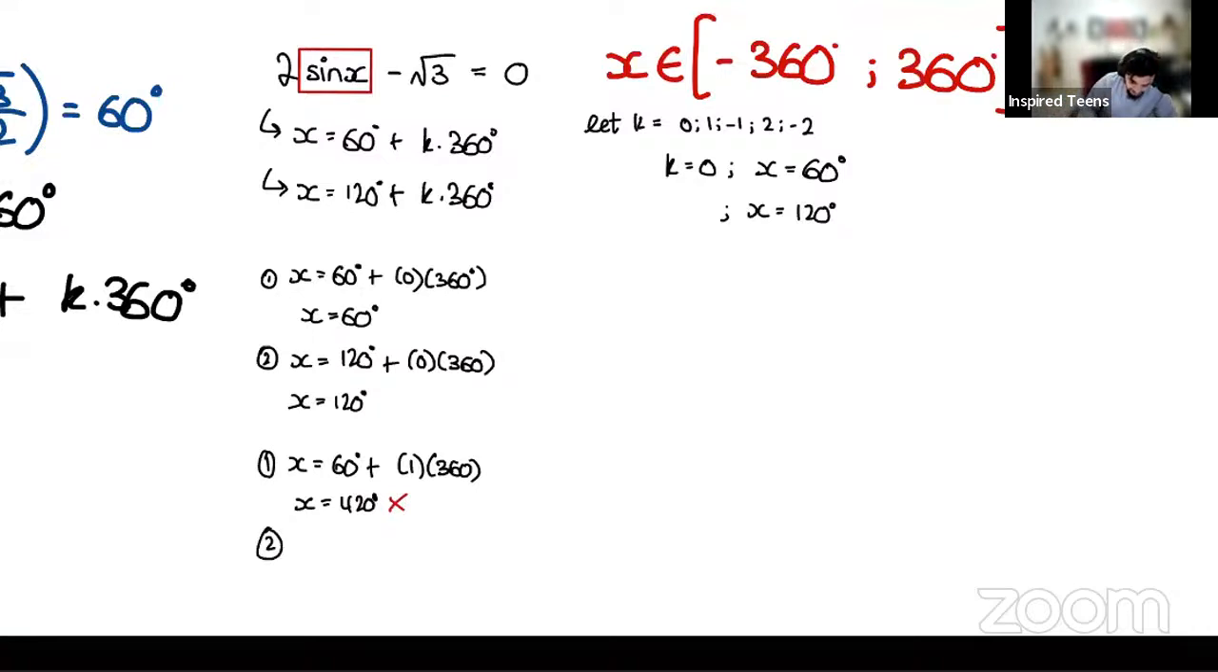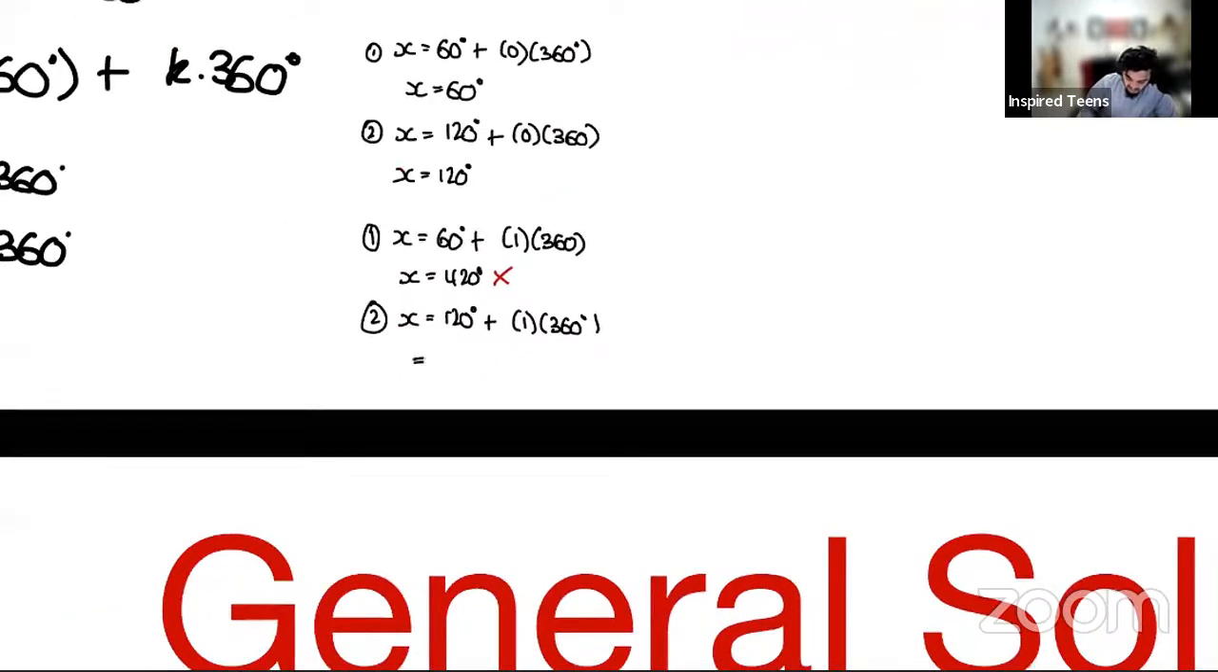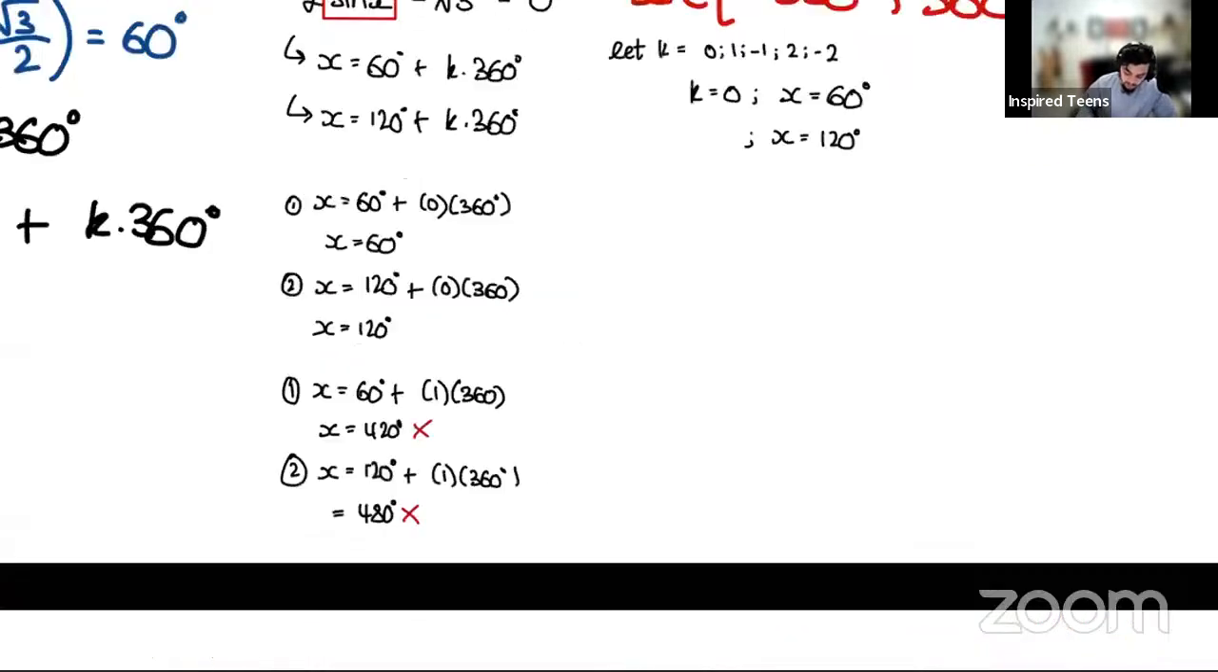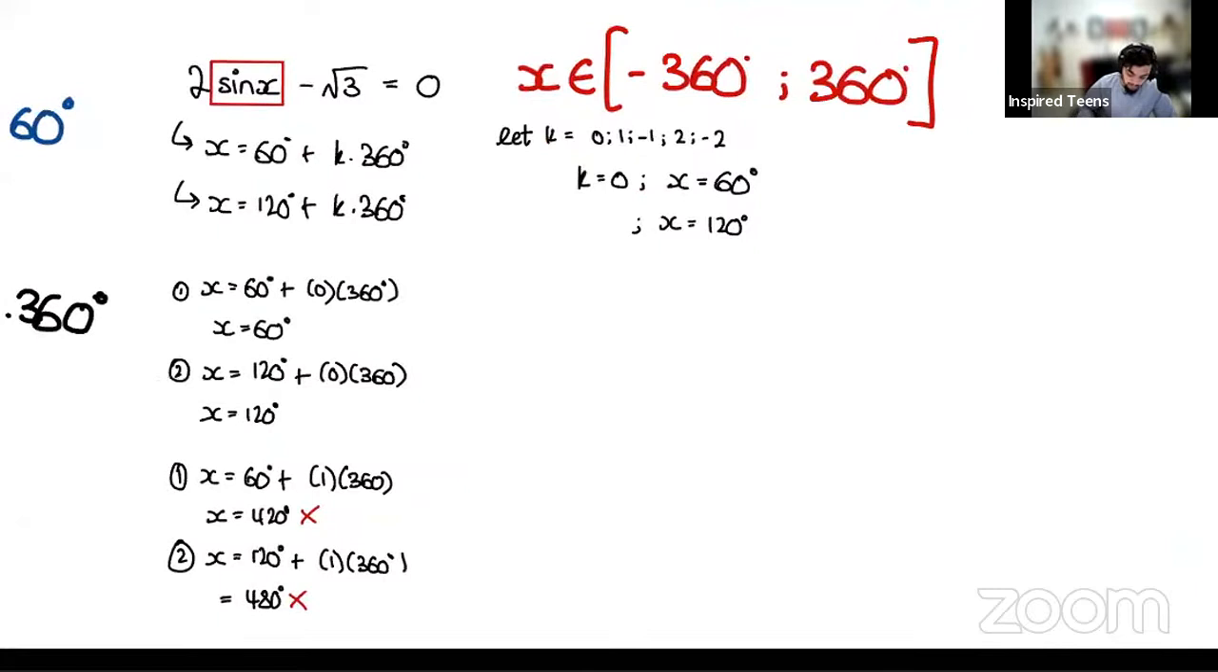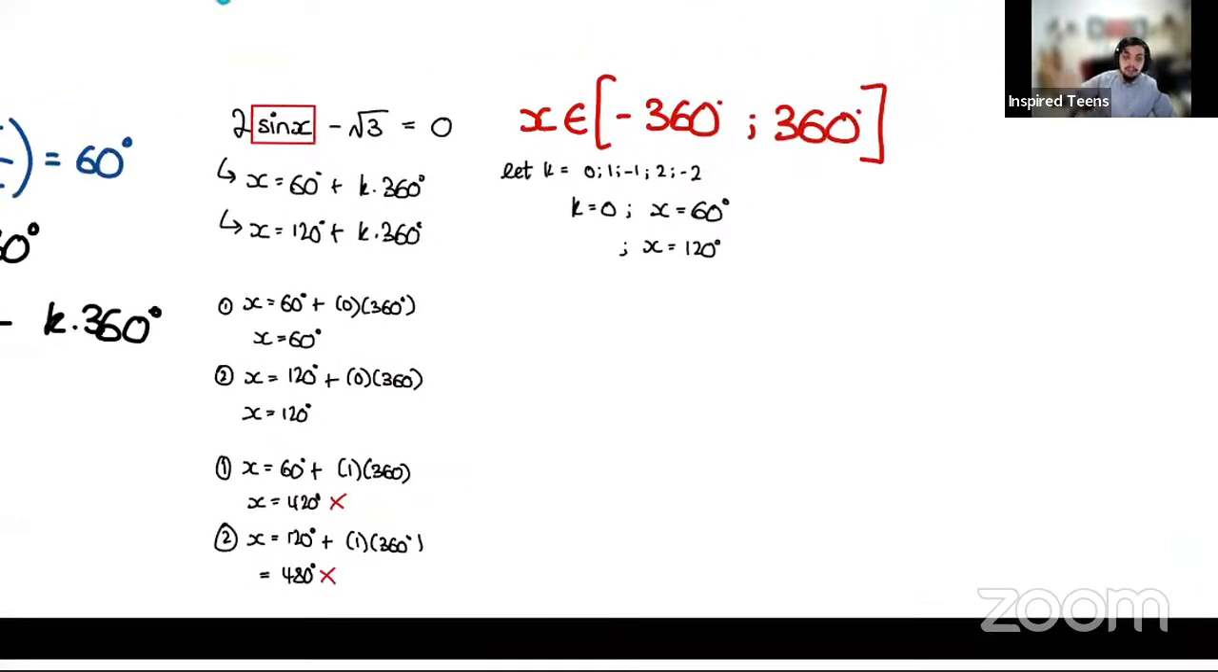So let's try and plug it now in the second equation. So we're going to try and plug 1 in the second equation. So X is equal to 120 plus 1 times 360. And this gives us an even bigger value of 480, I believe. Okay, and this is not within our given interval, so I don't take it down. Okay, but doesn't mean that 1 doesn't work, that -1 won't work.